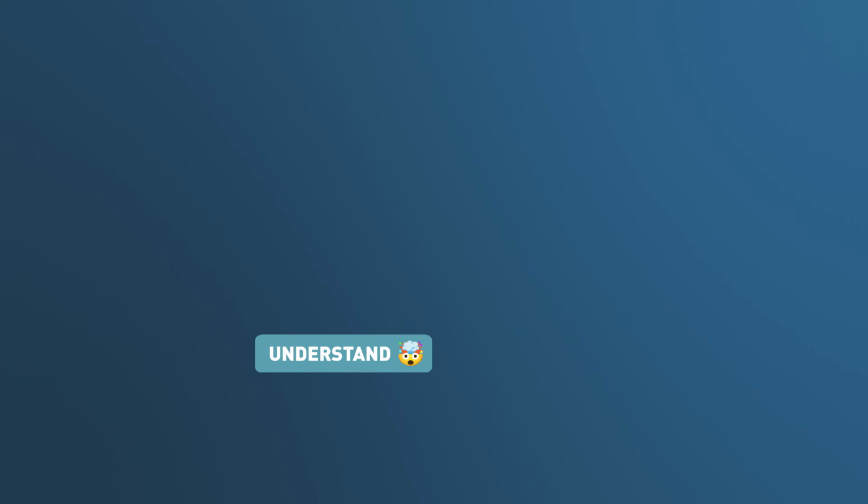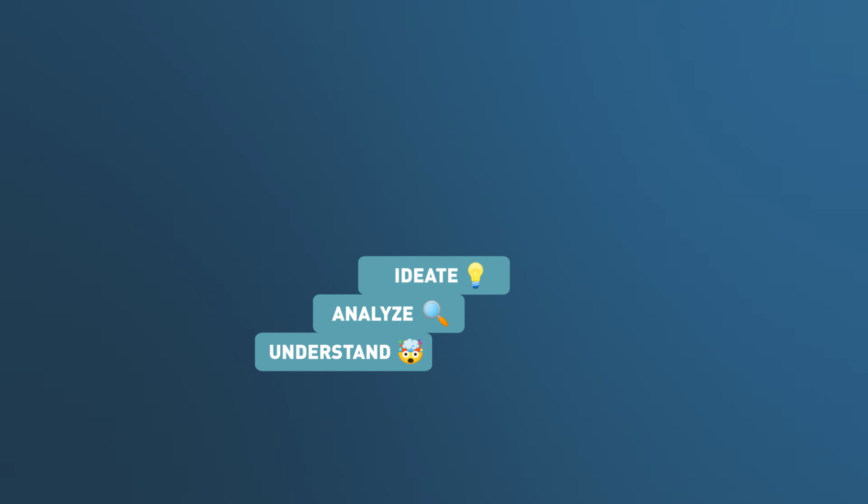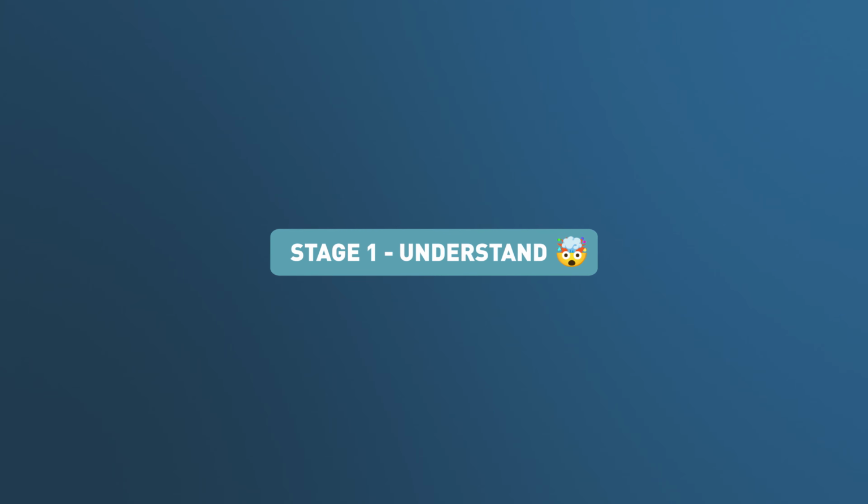Firstly, let's look at the fundamental steps of the UX design process. There's understand, analyze, ideate, validate, and iterate. And we'll look at these in a little bit more detail now. Let's start looking at understand.